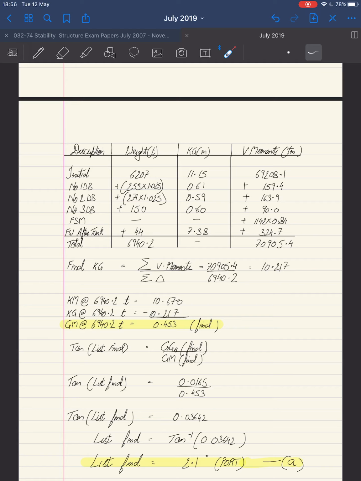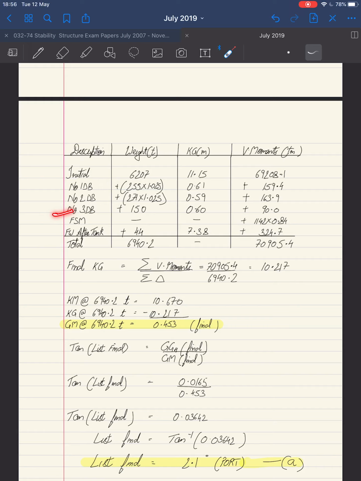The number 2 DB tank, the total mass filled is 271 multiplied by 1.025, because this is the volume of the tank and this is the density of water we are filling in. The KG of the tank is 0.59 meters, and this has also been obtained from ship particulars, which has given us a total vertical moments of 163.9, and this has been obtained by multiplying these two numbers together.